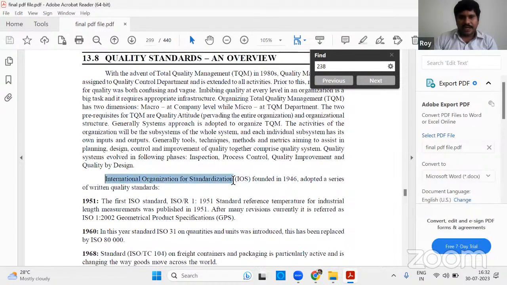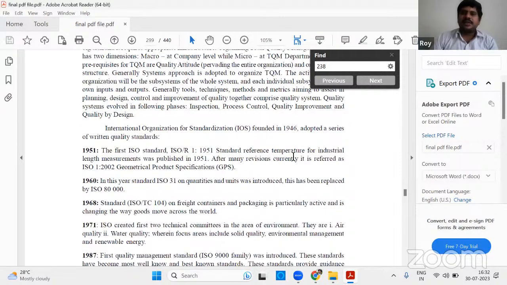International Organization for Standardization. Actually, we call it ISO or IOS quality standard. This is one standard that everybody knows, ISO certified, right? They have some standards which are prescribed. For example, if I'm constructing a building, or let us say a college is there. If the college is ISO certified, what are the quality standards they have kept?